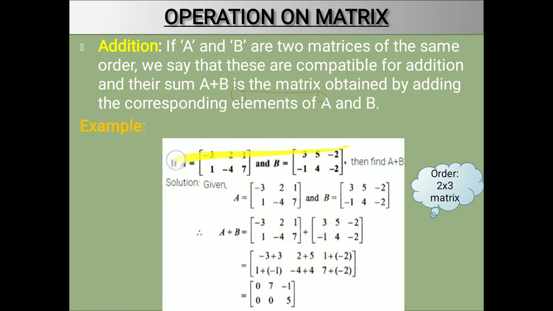After addition, you have to place the elements in the same way as the individual elements are kept inside matrices like A and B. So minus 3 plus 3 will come in the position A11, then 2 plus 5 will come in the position A12, and 1 plus minus 2 will come in A13. Once you solve that, you get A plus B's result, that is 0 7 minus 1 0 0 5. So this is addition.